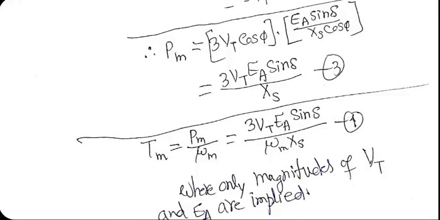So the maximum possible power that you can get from this machine, assuming ideal conditions, of course, is 3 VT divided by XS. And the corresponding maximum torque is 3 VT divided by XS, where only magnitudes of VTA and EA are considered. And then 3 VT divided by omega MXS is the maximum possible torque.